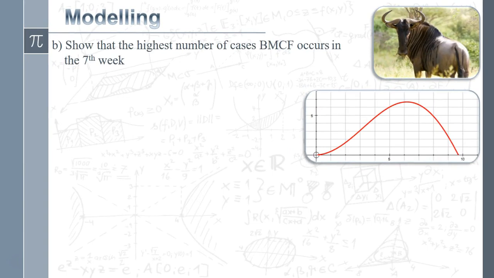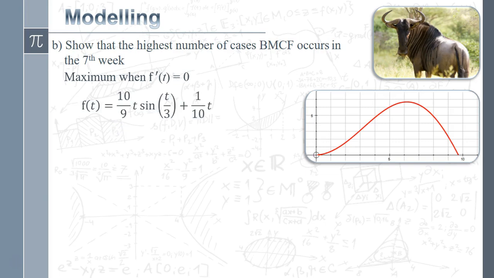On we go. It says show the highest number of cases of BMCF, bovine catarrhal, whatever the thing was, occurs in the 7th week. So what we're looking to do clearly is prove that this maximum here is occurring in week 7. If we're looking to prove a maximum, we know we need to prove that f dash of t equals 0 when our maximum occurs. So let's do some differentiating. So there's our original function. So let's do the differentiating.